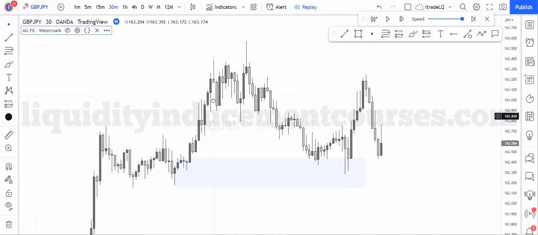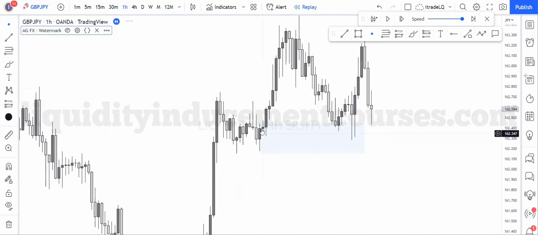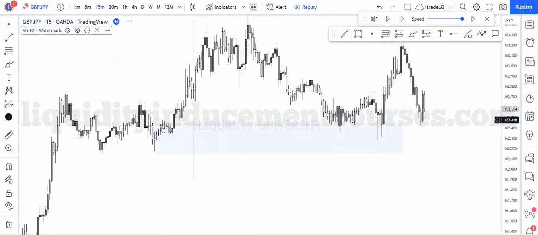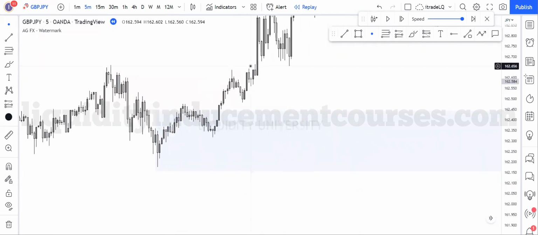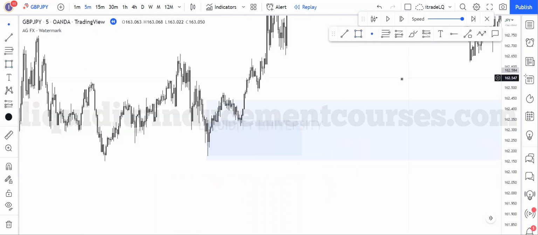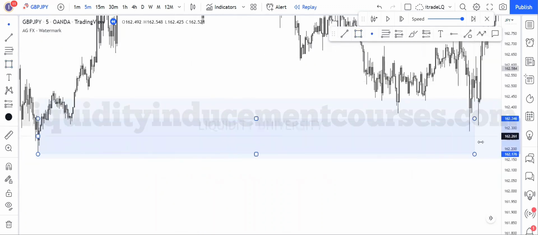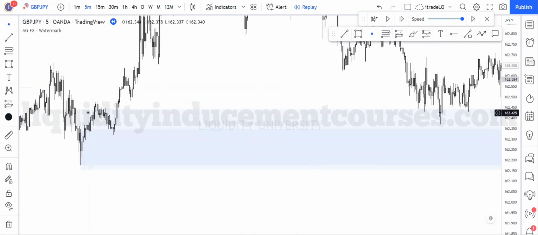So let's go to a 30-minute, for example. Remember, this blue box is the entire point of interest on the 1 hour. 30-minute, then we have the 15-minute, then we have the 5-minute right here. See that? In the 5-minute, we have this point of interest. Drag it across. Look what price came into. A POI inside of the higher time frame POI.